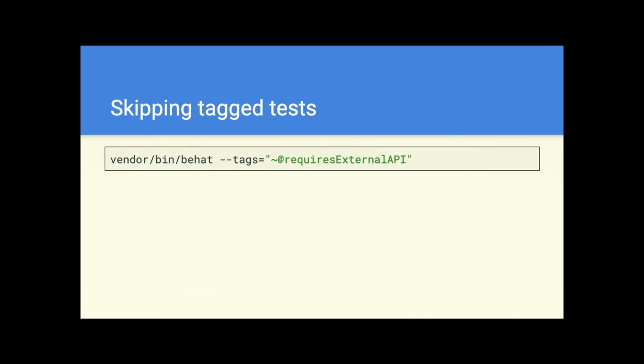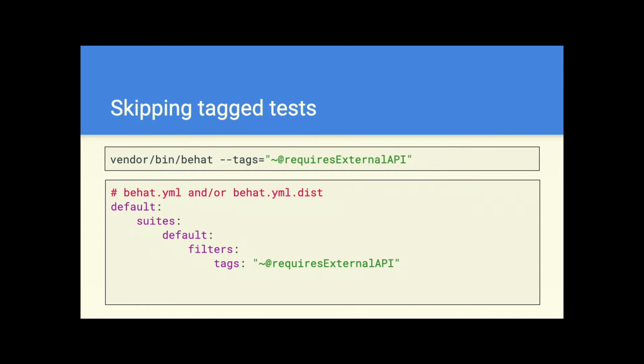You can skip tags by adding the tilde in front of the tag name. This is how you do it from the CLI point of view, but you can also do it by default in your behat.yaml file.